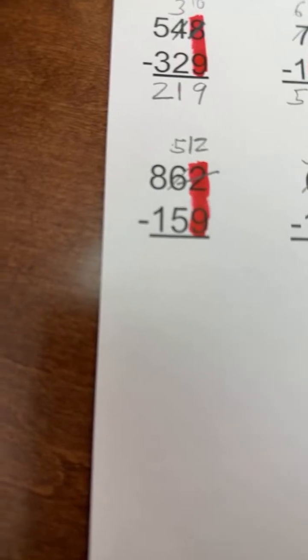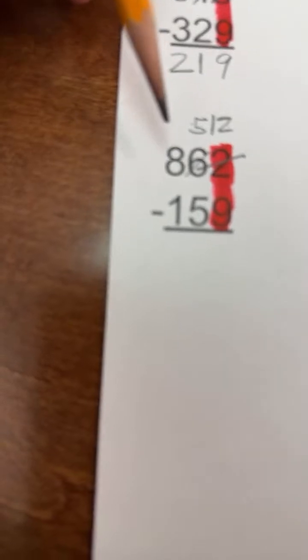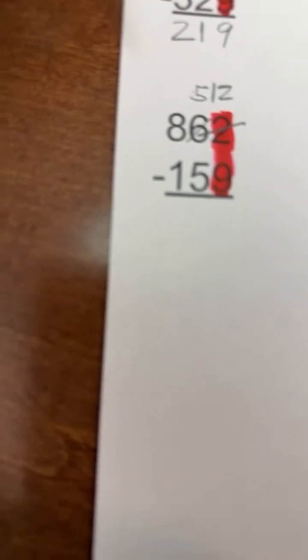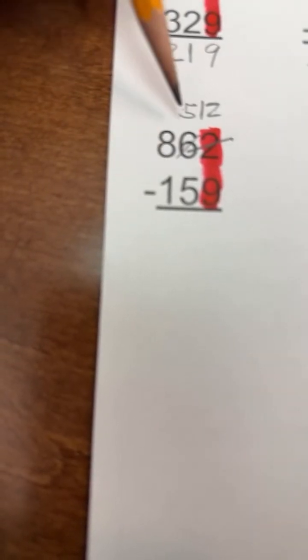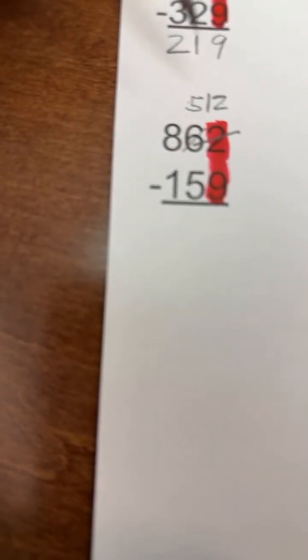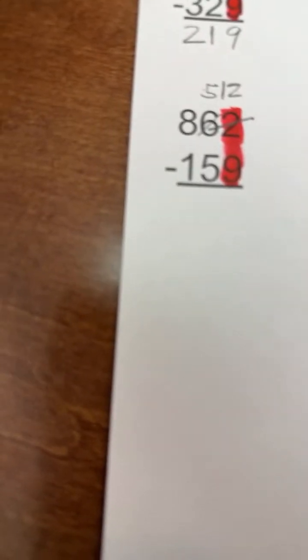Next problem, we have 862 minus 159. So again, check, make sure the top digits are equal to or bigger than the bottom digits. 8 is bigger than 1. In the tens place, both numbers are the same. They're equal. We have 5 minus 5. And again, it's okay if the top digit is the same as the bottom digit. It just can't be smaller. As long as it's not smaller, it works.